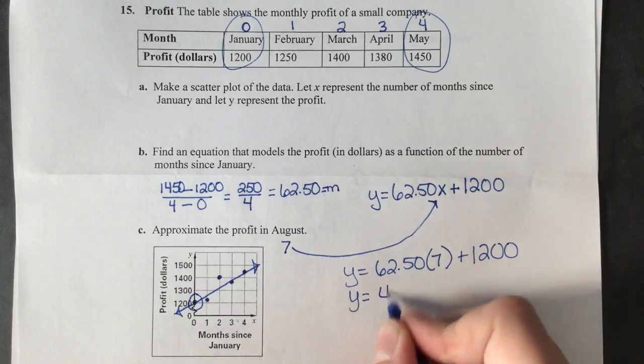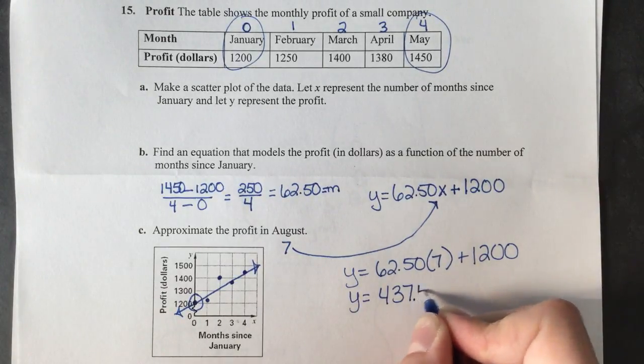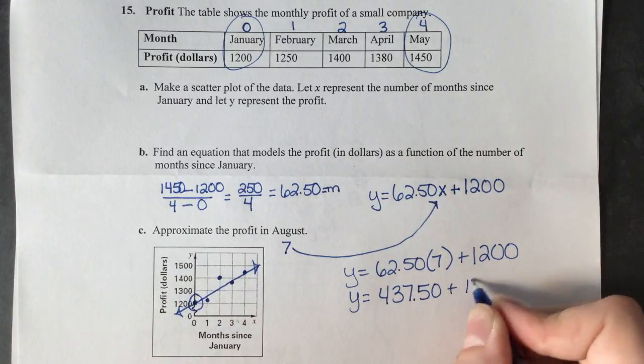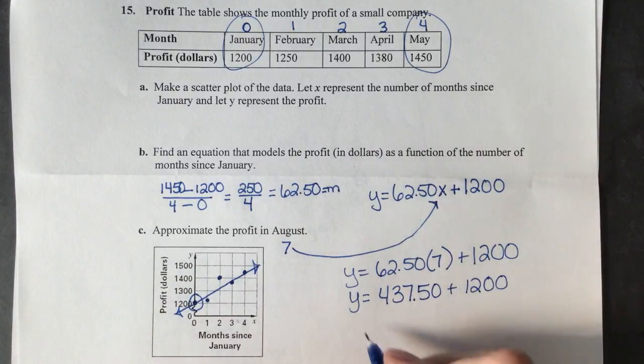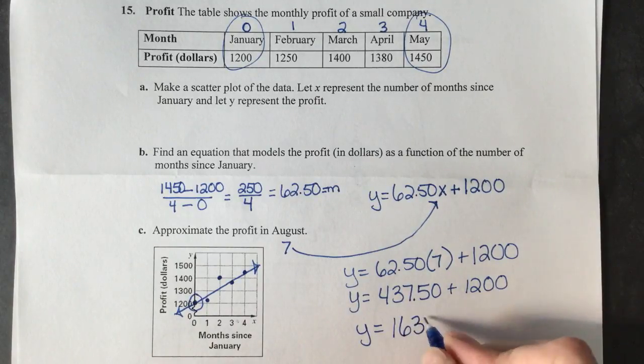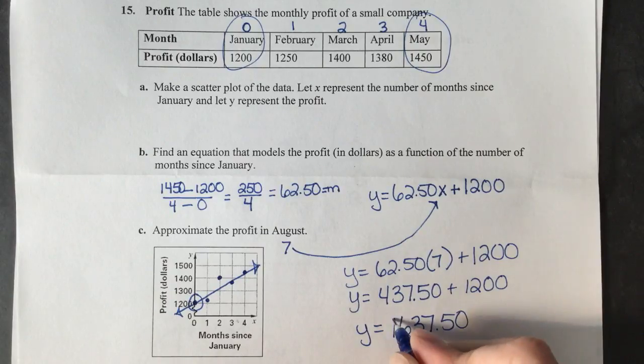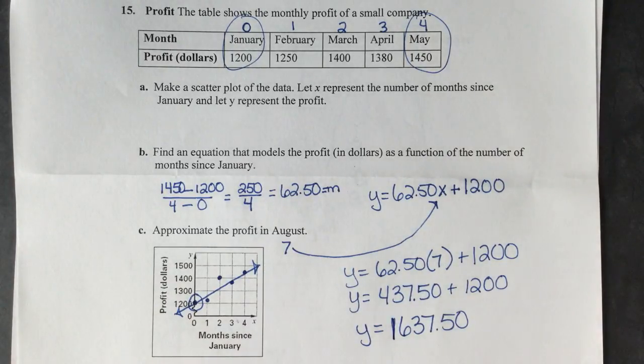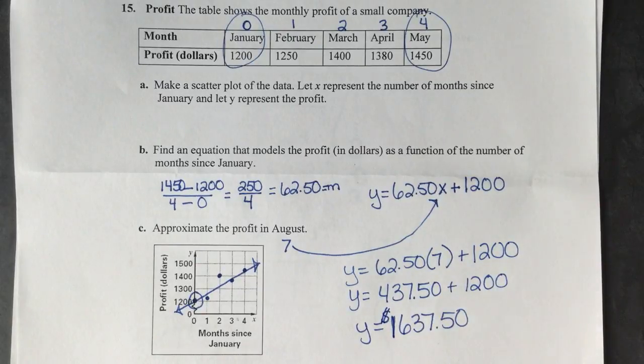Y equals 437.50 plus 1,200. So that is y equals 1637.50. Okay, so your profit for your company in the future, whatever August this is, would be $1,637.50. Cool. That's a lot of money for a small company.